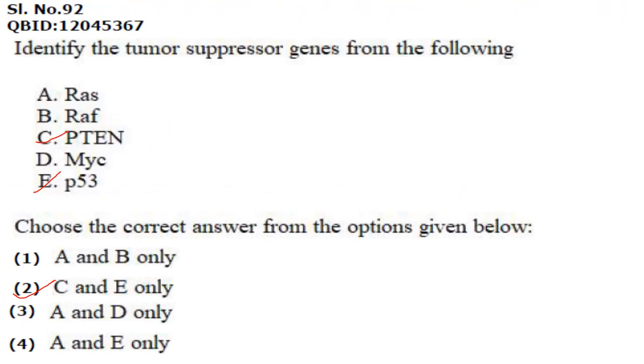Then next one. Identify the tumor suppressor genes from the following. So out of the given genes, which is the tumor suppressor gene? That is PTEN and P53. They both are tumor suppressor genes, whereas others are not. C and E. So the answer is option 2.